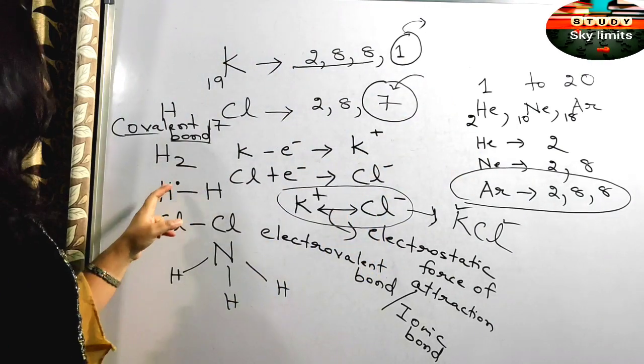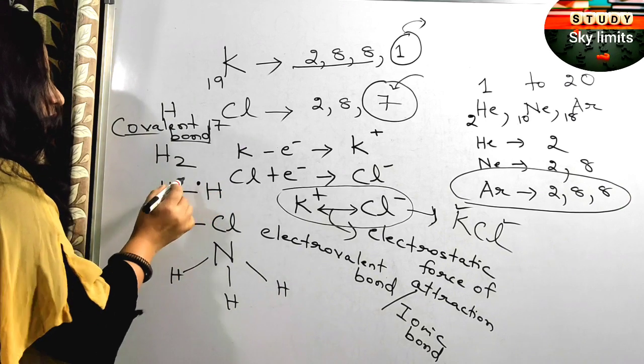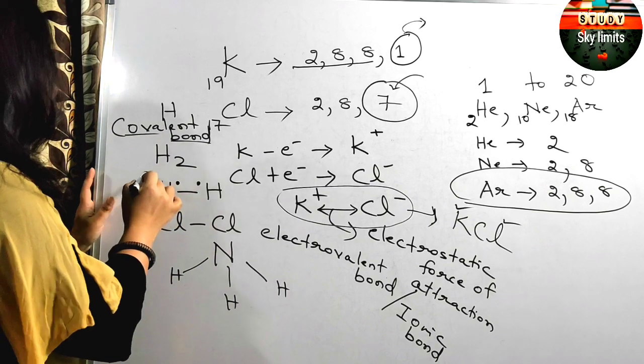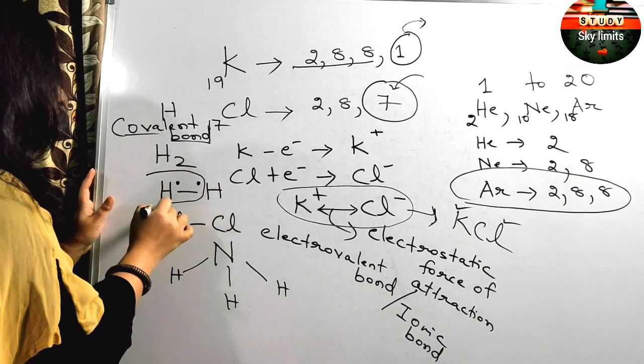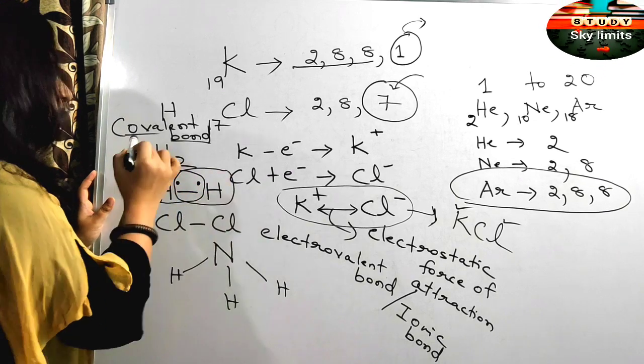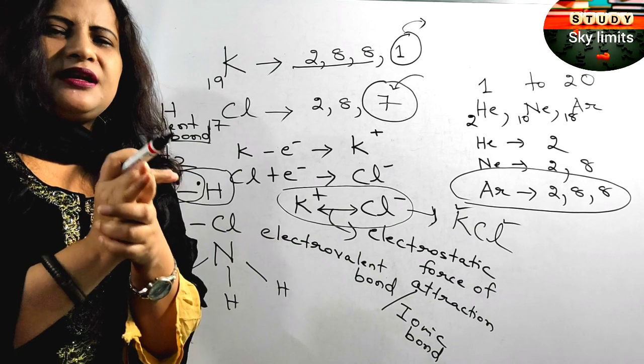So what do these two hydrogen atoms do? Both of them enter into chemical bonding. They share their electrons, so that each hydrogen, as you can see here, now gets two electrons and becomes stable. Since they are unstable, they join together.